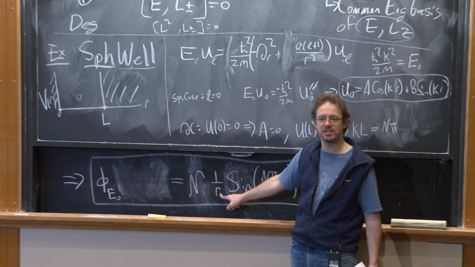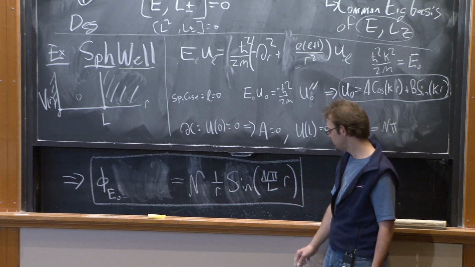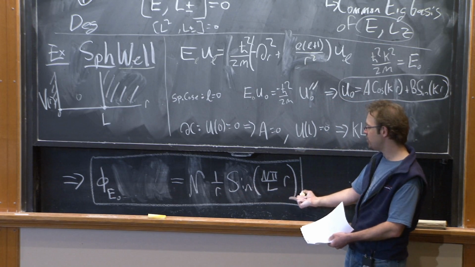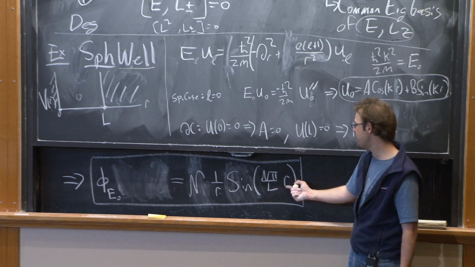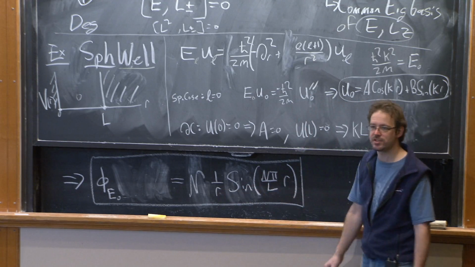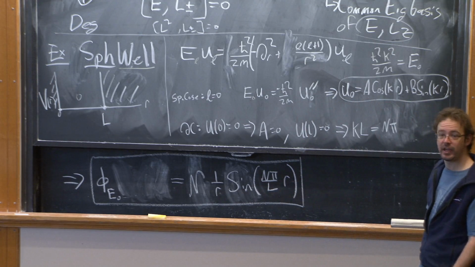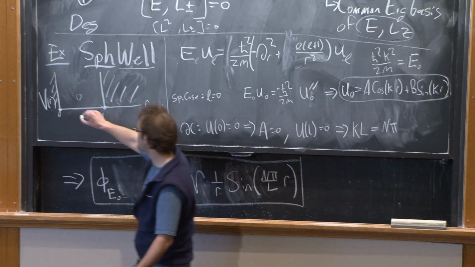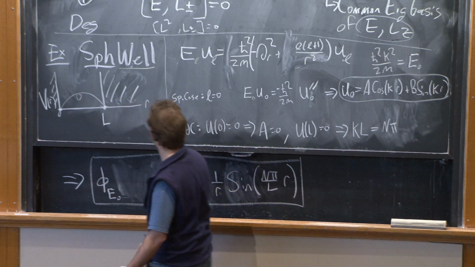At the origin, why is this not something I should worry about? Yeah, because sine is linear for small additive argument. So this goes like n pi over L times r. That r cancels the 1 over r. So near the origin, this goes like a constant. So u has a 0, but the wave function doesn't.